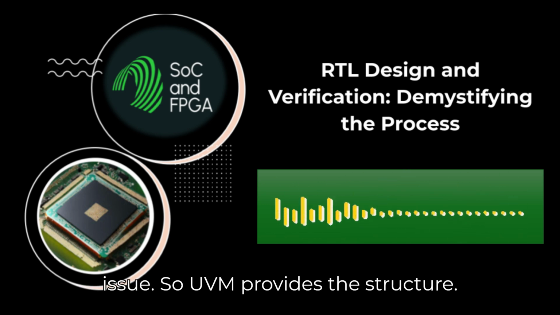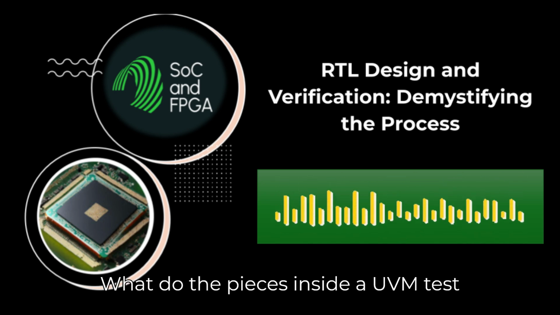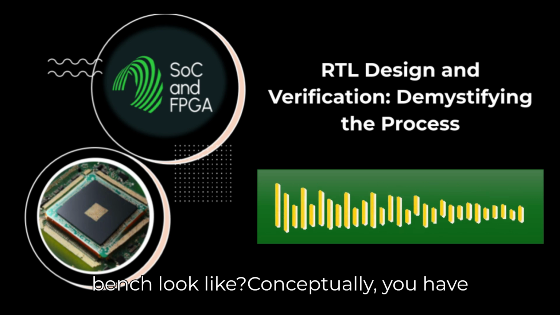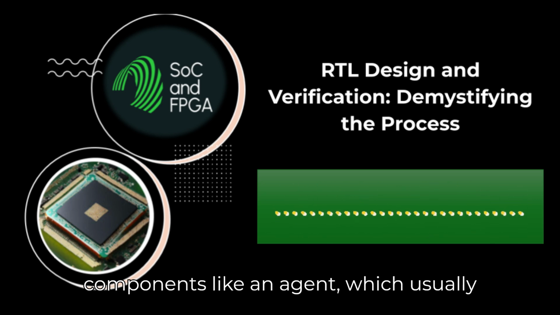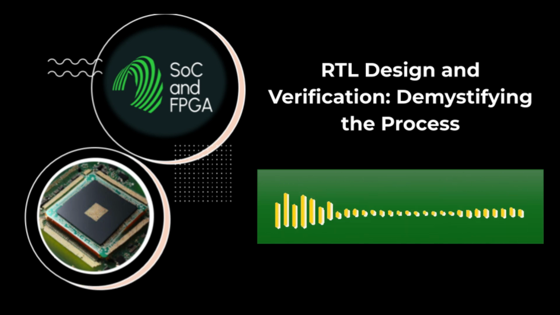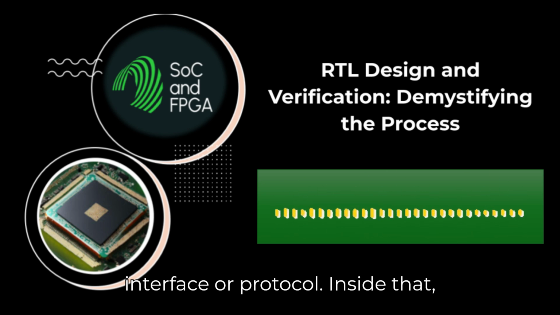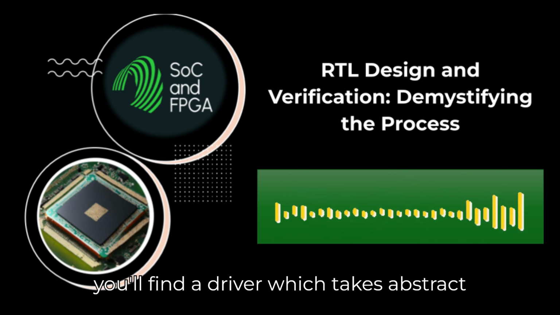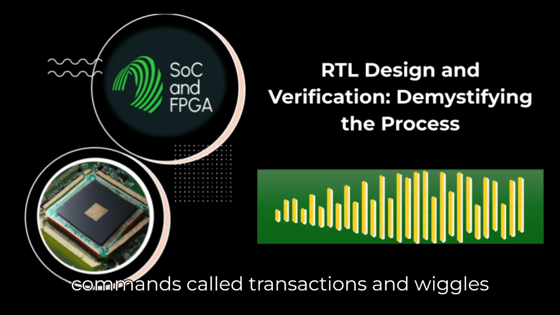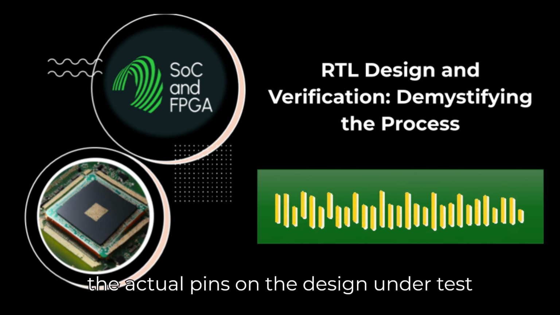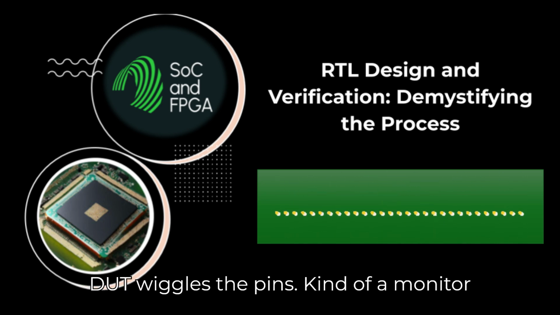So UVM provides the structure. What do the pieces inside a UVM test bench look like? Conceptually, you have components like an agent, which usually handles everything related to a specific interface or protocol. Inside that, you'll find a driver, which takes abstract commands, called transactions, and wiggles the actual pins on the design under test, DUT. Wiggles the pins, kind of.